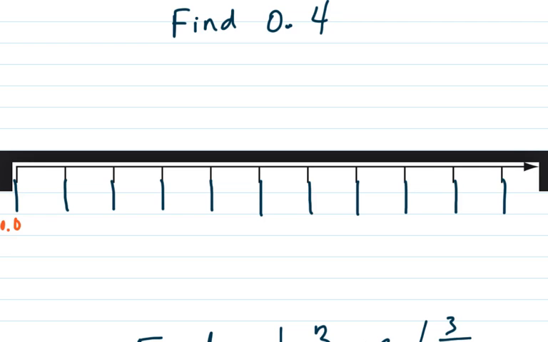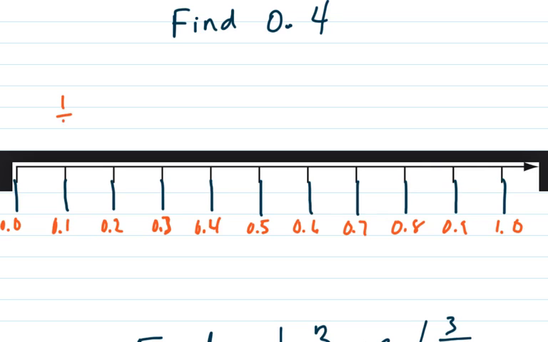0, okay, 0.1, 0.2, 0 decimal 3, that is a 3, 0 decimal 4, 5, 6, 7 tenths, 8 tenths, 9 tenths, and this is one whole, or 10 tenths. Now we're going to label our fractions on the opposite side.